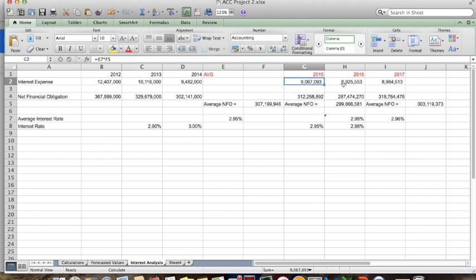So for 2016, for example, you take each step, find the net financial obligation, find the interest rate, calculate the average interest rate, calculate the average net financial obligation, and multiply the average net financial obligation by the average interest rate, and continue that on for 2017 as well.